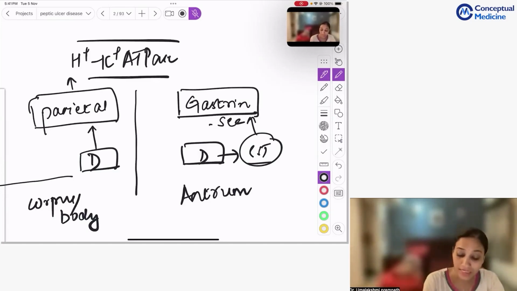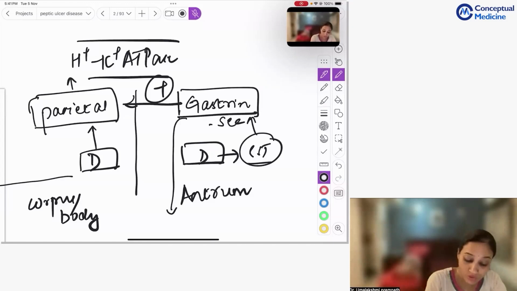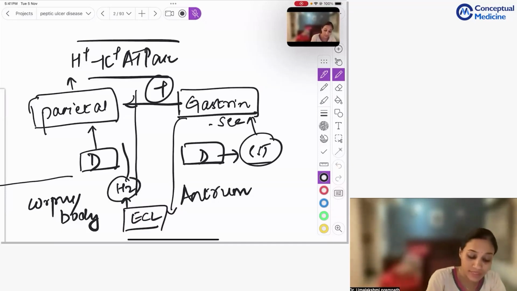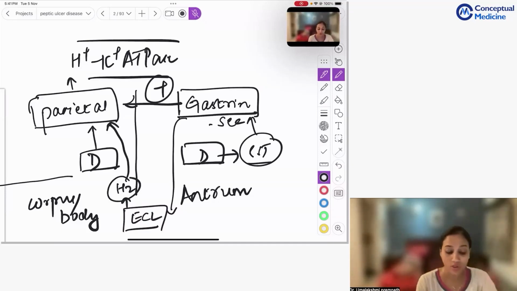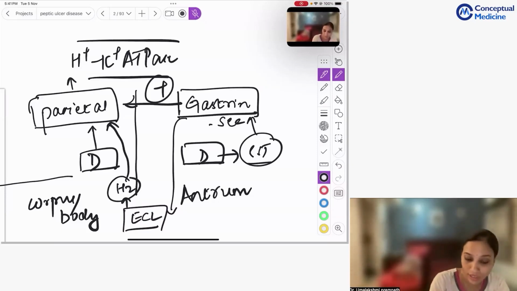So in turn, gastrin is the one which stimulates the parietal cell directly, and you have an indirect action as well, which is it also stimulates the ECL or the enterochromaffin cells to secrete H2, that is histamine, which stimulates the parietal cells. So what all are the stimulators for acid secretion? One is gastrin, which directly stimulates. Gastrin indirectly stimulates through the enterochromaffin cells, which secrete H2, and H2 causes parietal cell stimulation.